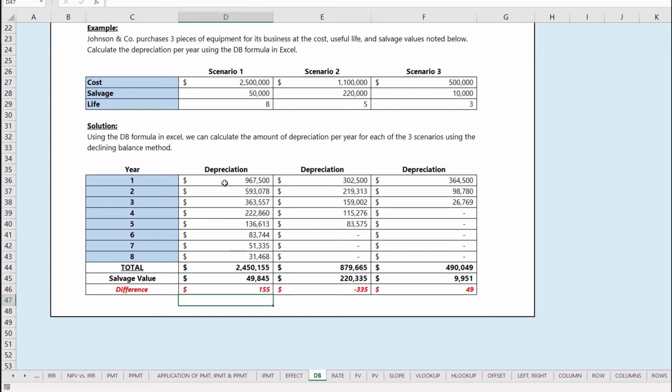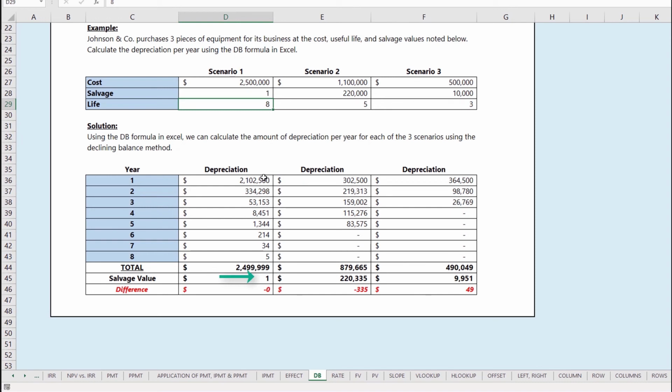If I were to remove the salvage value in scenario 1, we'd expect depreciation of the full $2.5 million by year 8. And if I do that and I put in $1 within the salvage value, then I can see that on a declining balance basis, it becomes depreciated more rapidly over time. And by year 8, there's only $5 of depreciation expense left, and the salvage value is $1.